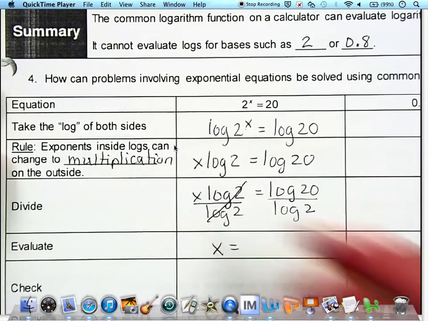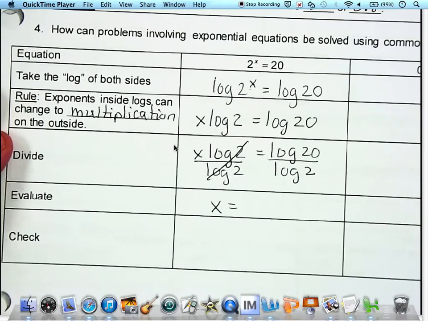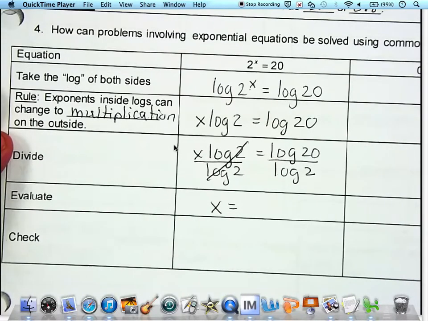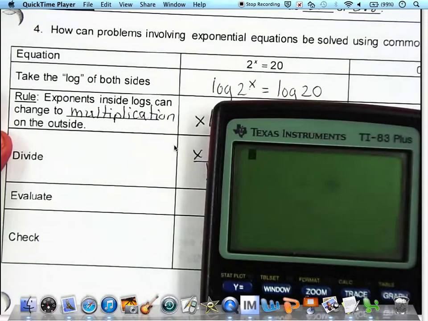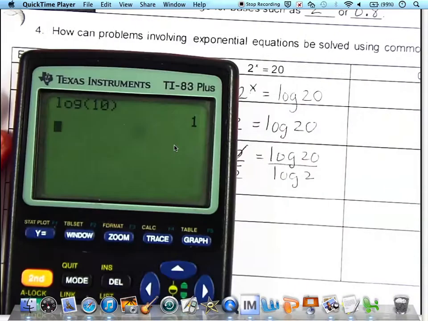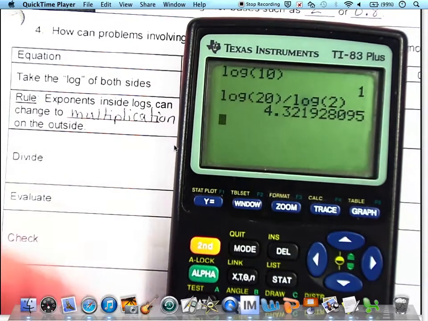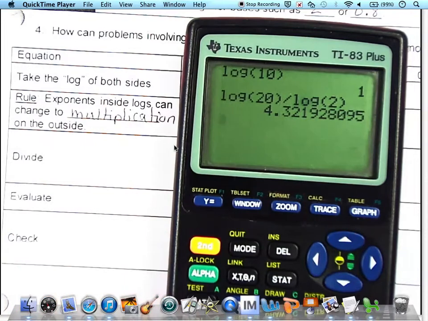And the log 2's cancel. X equals log 10. And we can't do that. We can't. No, it's not the same thing. Let's see. Let's do log of 10 over 10, which is 1. And then let's do log of 20 divided by log of 2. See if they're the same. No. And they're not. Okay, so you have to do log of 20 divided by log of 2. You can't do 20 divided by 2. That is not the same as this one here.